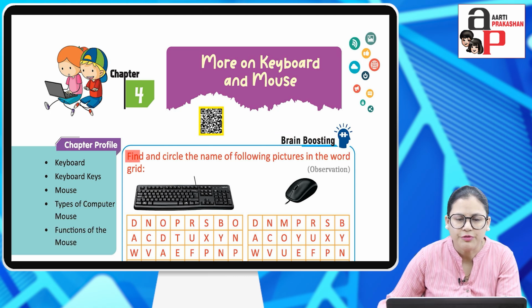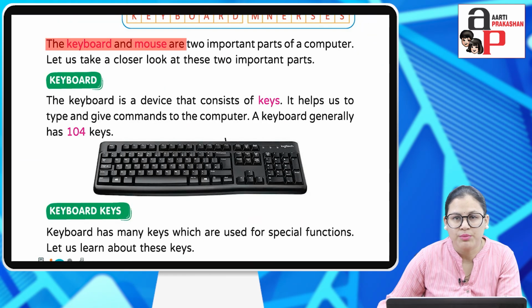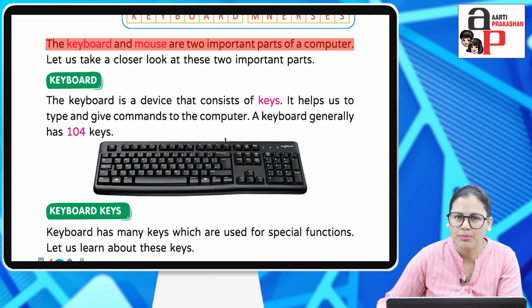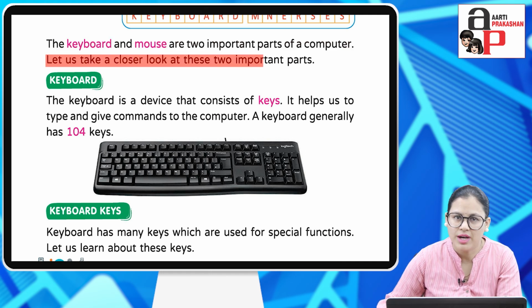Brain boosting: find and circle the name of following pictures in the word grid. Okay, so you have to find keyboard and mouse in this word grid. The keyboard and mouse are two important parts of a computer. You already know that keyboard and mouse are the main parts of the computer, and they are very important also. So let us take a closer look at these two important parts.